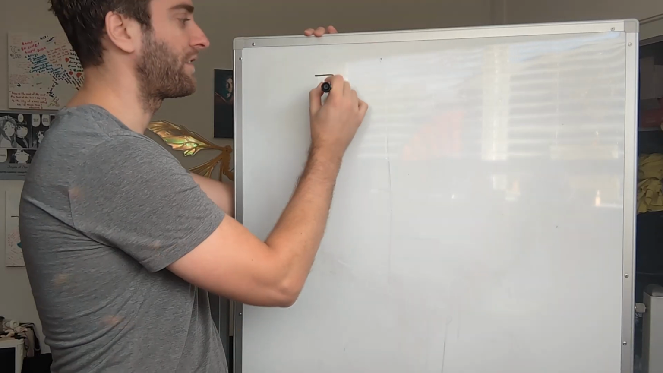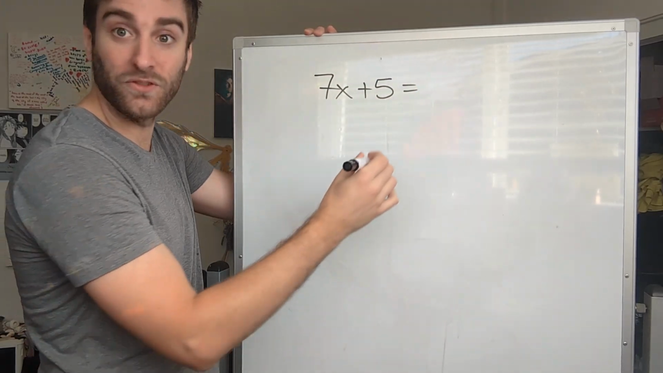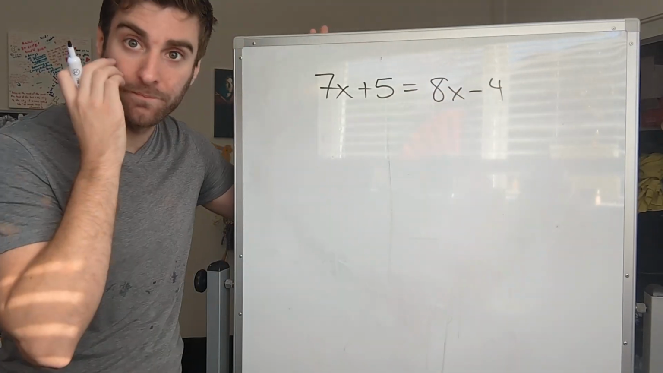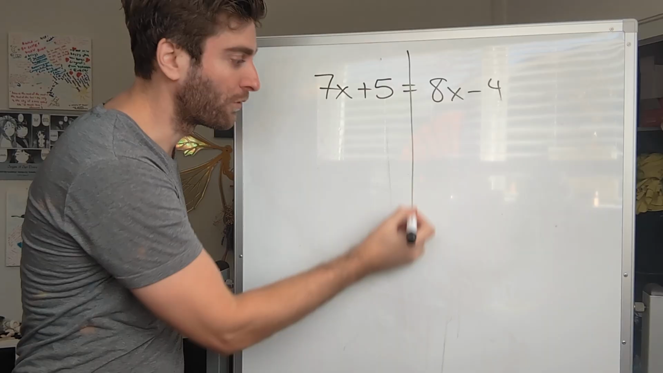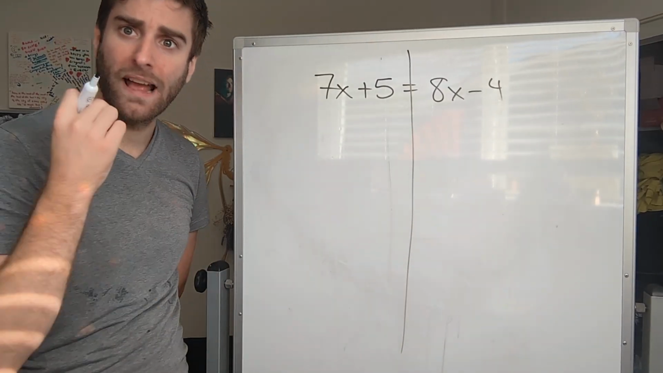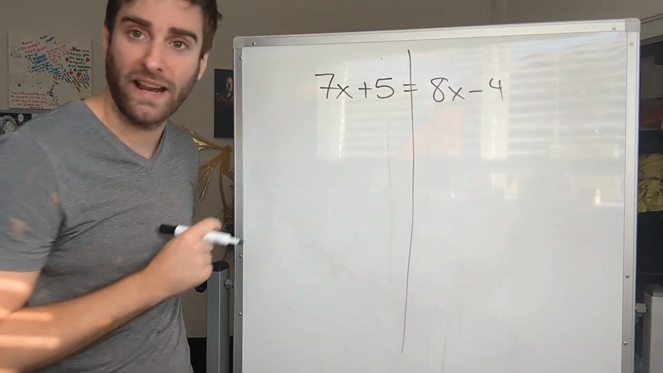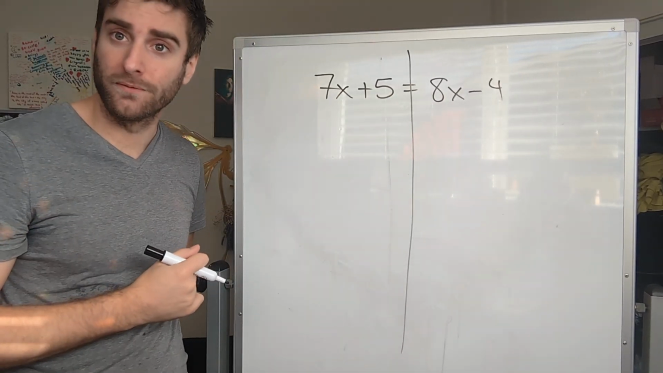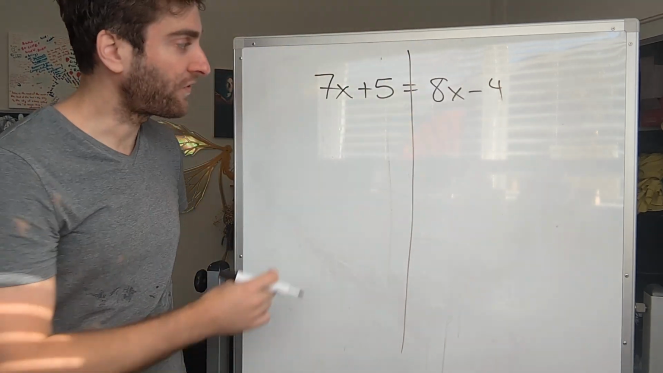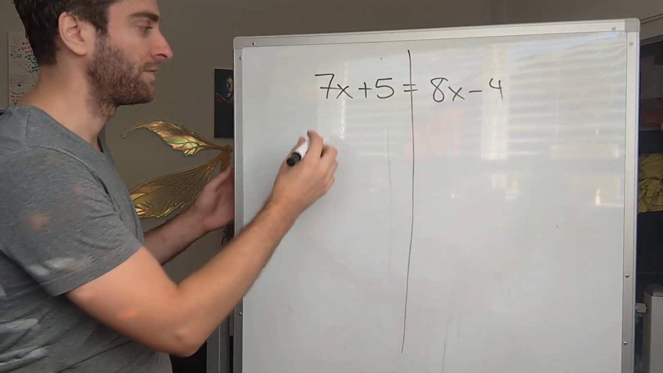Here we have 7x plus 5 is equal to 8x minus 4. Just like before, we're going to draw our line, and then we're going to determine which x term is smaller. Is it 7x or is it 8x? Well, which one's bigger? Yeah, 8's bigger, 7's smaller. We can move the 7. Is it a positive number? Yes. So we're going to subtract.